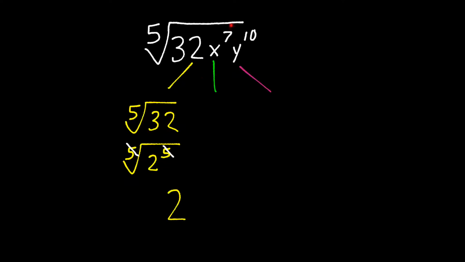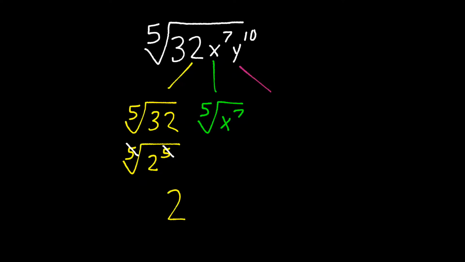Now I have x to the 7th. And this is where we start to have a little bit of an issue. Because if I want the 5th root of x to the 7th, I can't use my little trick here. There's no way I can write this as x to the 5th in some way, shape, or form. Which isn't 100% true. I could break it apart, but it's really hard.